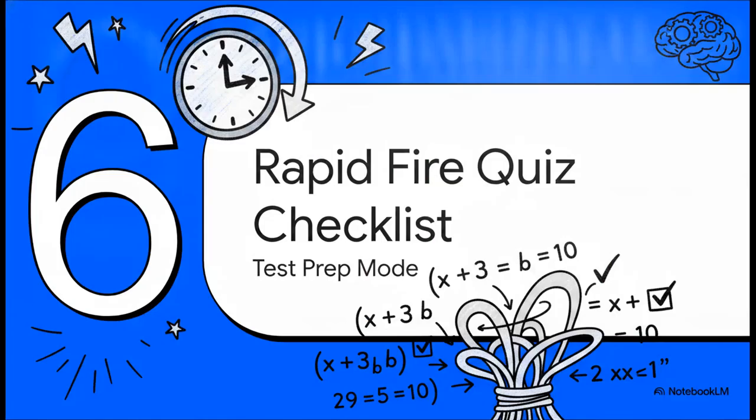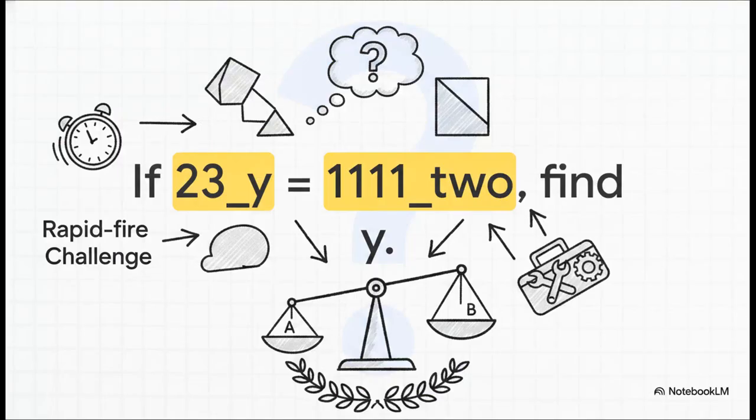Section 6, rapid-fire quiz checklist. Okay, time to lock this in. Here is a rapid-fire challenge for you, pulled directly from WAEC 2019, question 8. If 23 base y is equal to 1111 base 2, find the value of y. Now, we know the highest digit in 23 is 3, right? So y absolutely must be greater than 3.